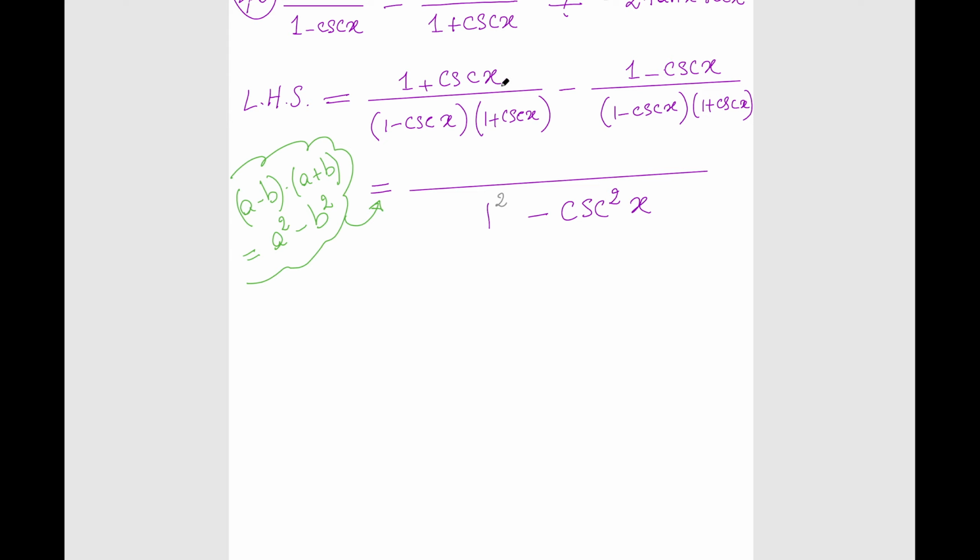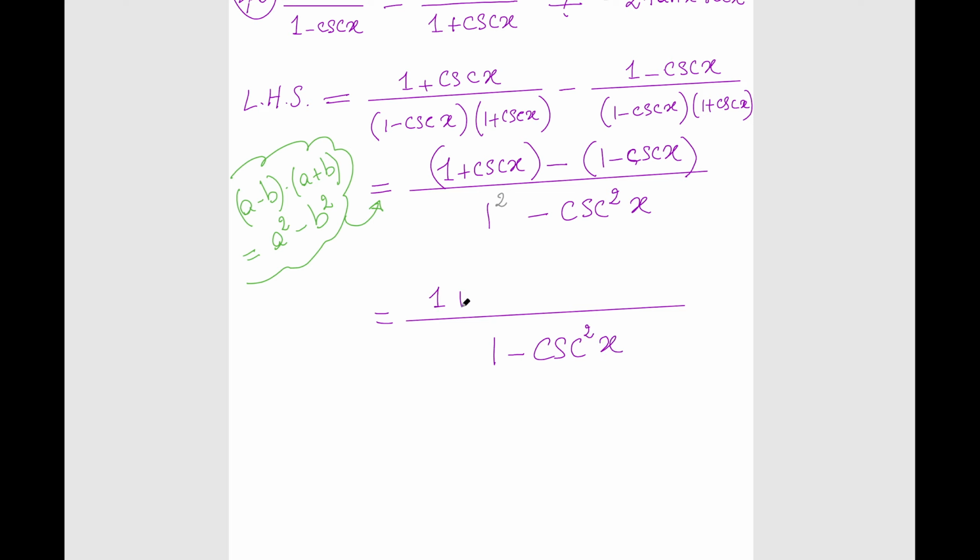And upstairs, what do I have? I have this numerator minus this numerator. So we get 1 plus cosecant of x, the numerator of the first expression, the left one, minus, see the minus? This minus is for the entire numerator of the second expression. So 1 minus cosecant of x. Agree with me? Okay. So that's the same thing as downstairs. We agreed it's 1 minus cosecant squared of x.